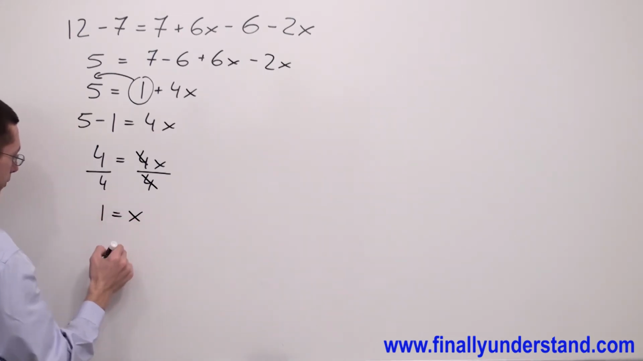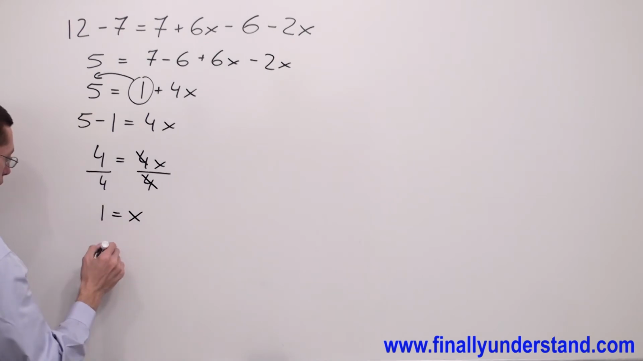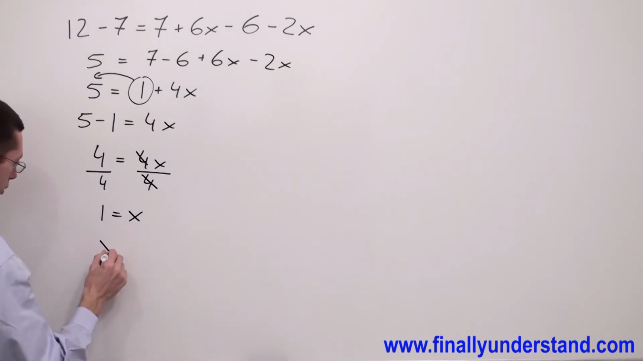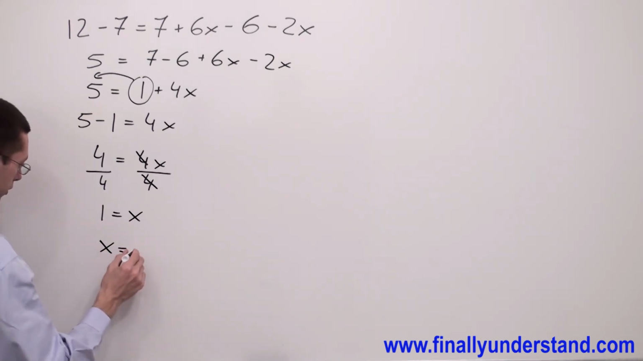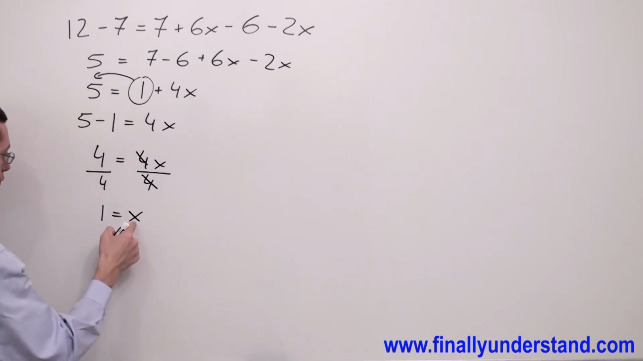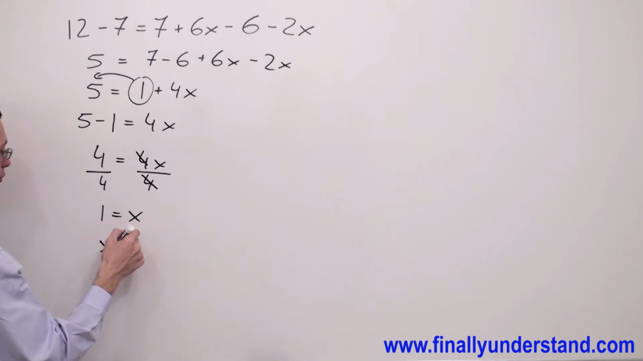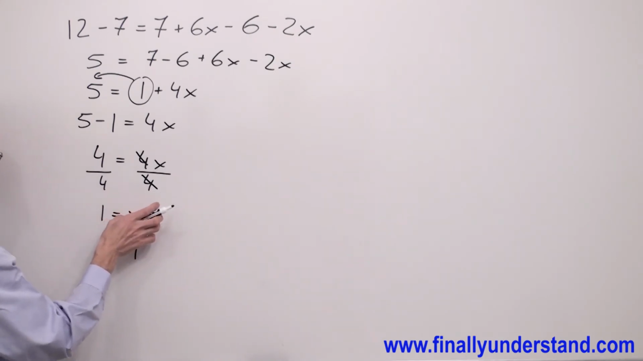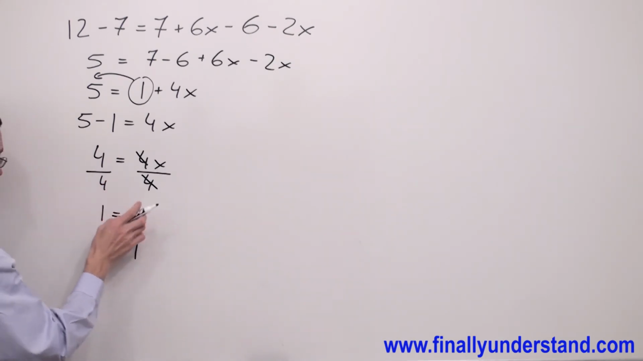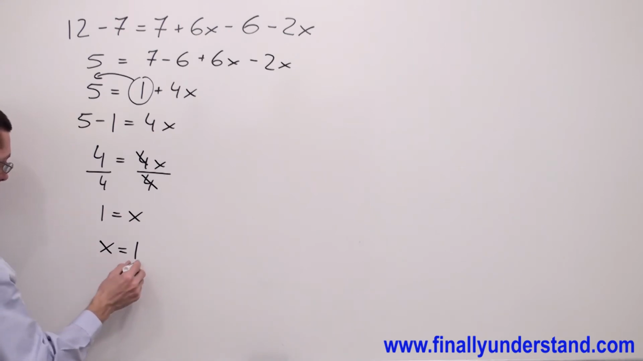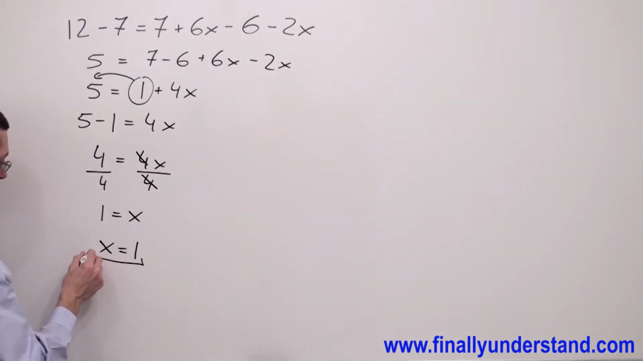This is equal to x. Now, in order to make this look more professional, and we can say familiar, I'm going to move my x to the left side and 1 to the other side. Remember, anytime we move everything from the right side to the left and from the left to the right, we don't change the sign. That's why this is the solution to my problem.